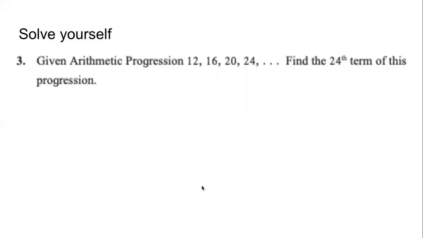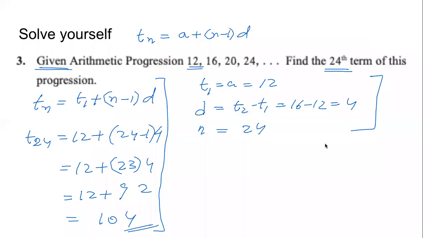Next question is question number 3 of practice set 3.2. Please solve it on your own. Write it properly in the notebook. Send me a picture. We know the formula for Tn. We can write it with T1 or A. So from the question, we will find T1 or A. We will find the D by subtracting 2 consecutive terms. It is already an arithmetic progression, so we don't need to do more subtractions. From the question, we know n is equal to 24. Now we use the formula to find T24, which comes to 104.